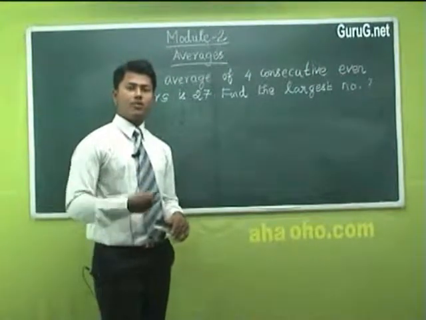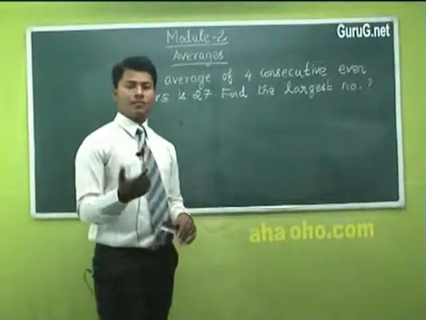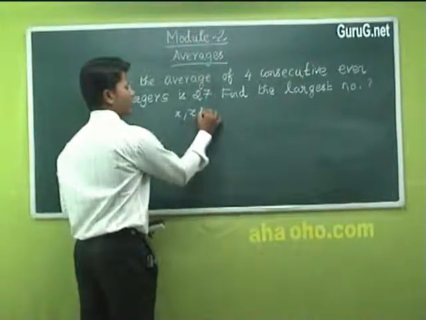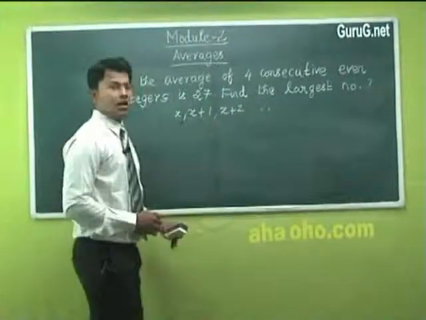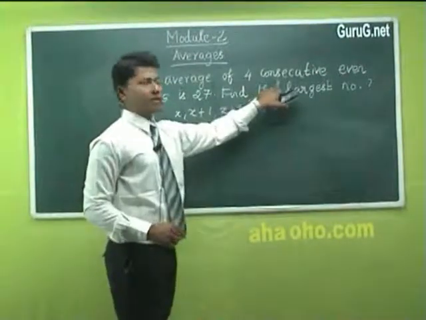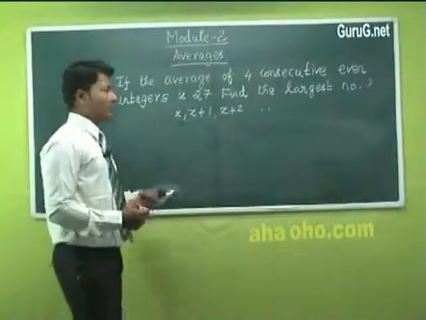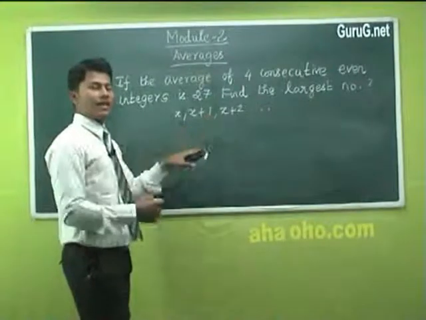Consecutive integers are those for which the increment value is the same. That is, if it is x, the next value will be x plus 1, x plus 2, and so on. Here it is given that you are considering 4 consecutive even integers. For even integers, the value of the increment will be 2, 4, 6, 8, and so on.